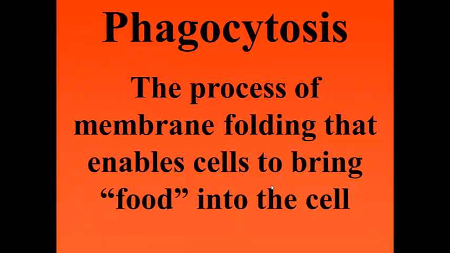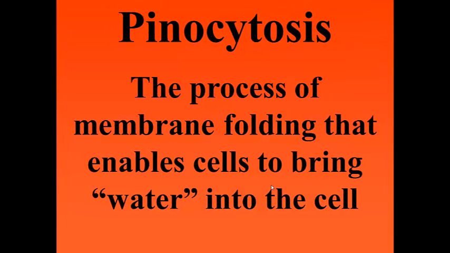Now, phagocytosis is where the membrane folds and it allows the cell to bring food into the cell. Phago is eat, cytosis is of the cell. And phagocytes actually exist more so in a bacterial cell or in our immune system cells. Pinocytosis is the process where the membrane folds and it lets the cell bring water into the cell. A large amount of water can be brought into the cell through pinocytosis.